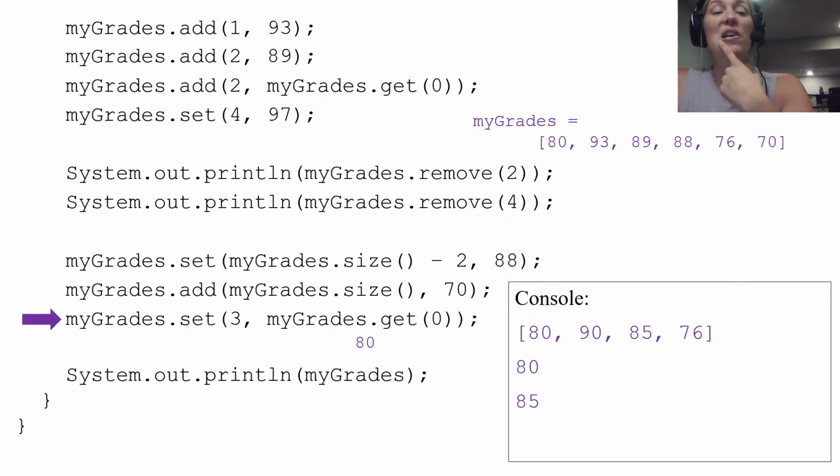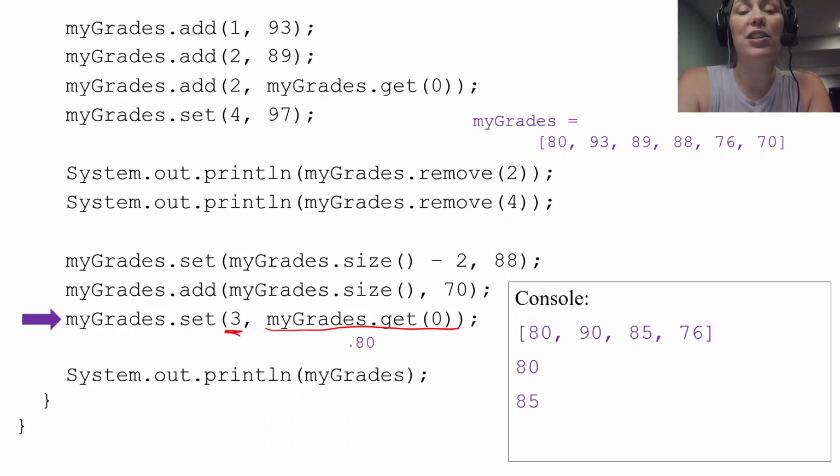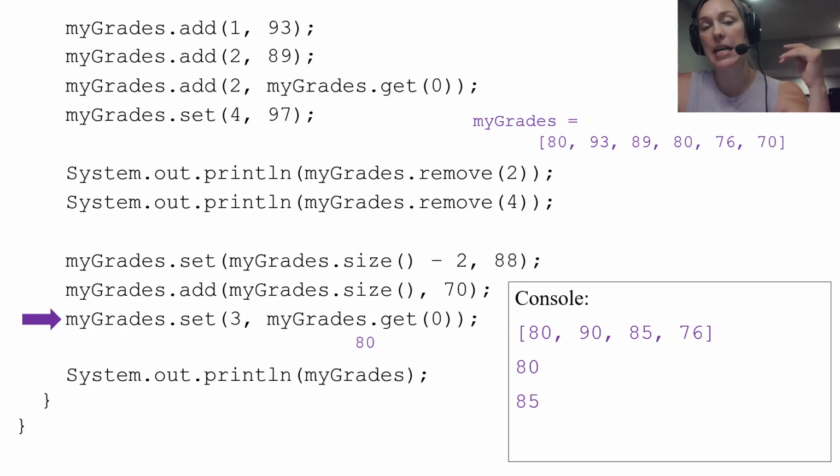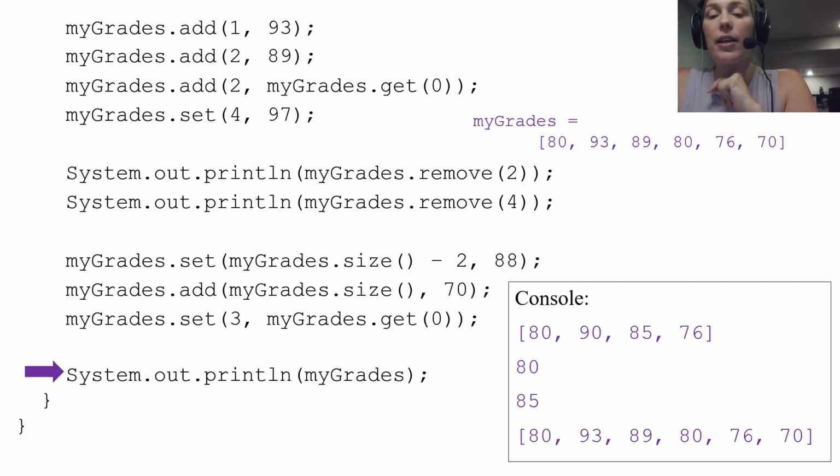The last method here, set 3, mygrades.get(0). Again, that .get(0) is the accessor. At index 0 is an 80. So I'm going to set index 3 equal to an 80. Index 3 right here gets set equal to an 80. And then the contents of mygrades get printed off at the end.